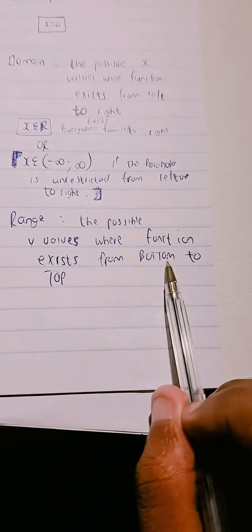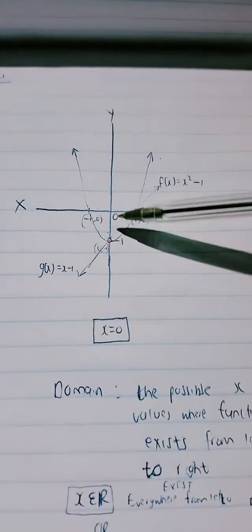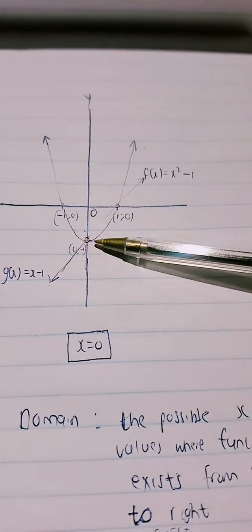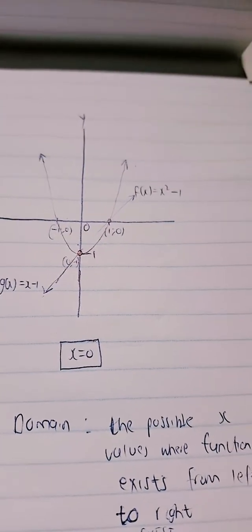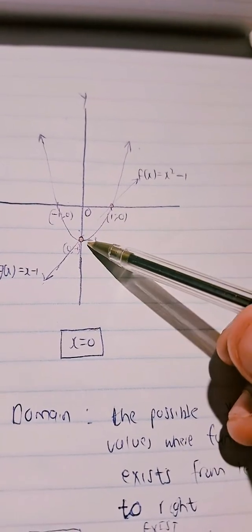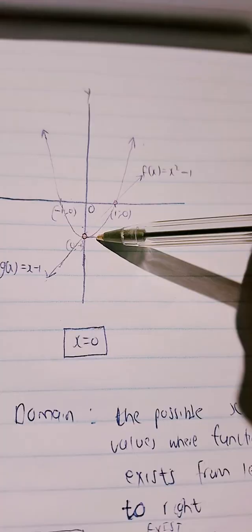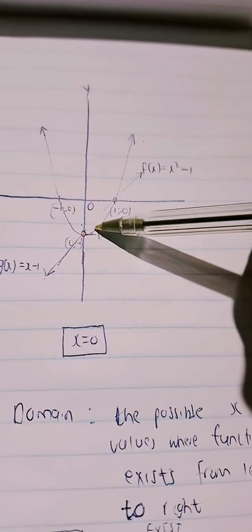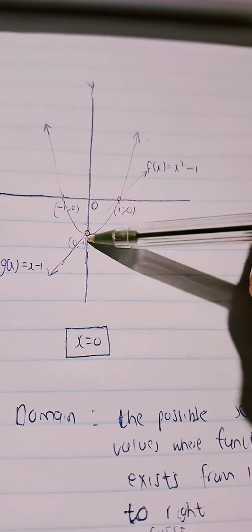The possible y values where the function exists from the bottom to the top. That is your range. So you look at this function and you ask yourself, what's the bottom of this function? What is the lowest value that this function exists at? You can see the lowest value is the y-intercept, the y-coordinate of the y-intercept, that is -1. That is your lowest value.